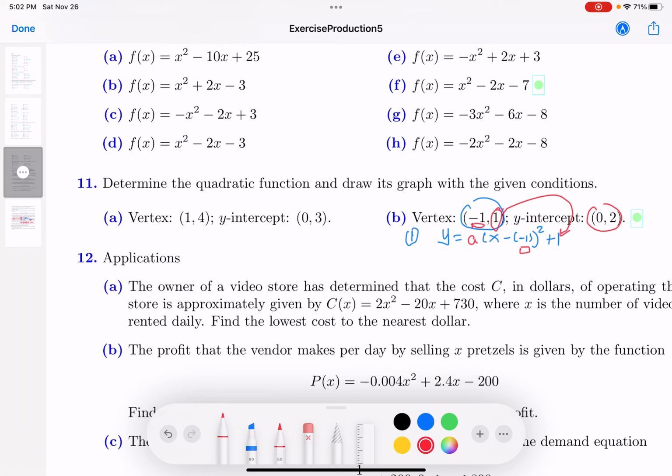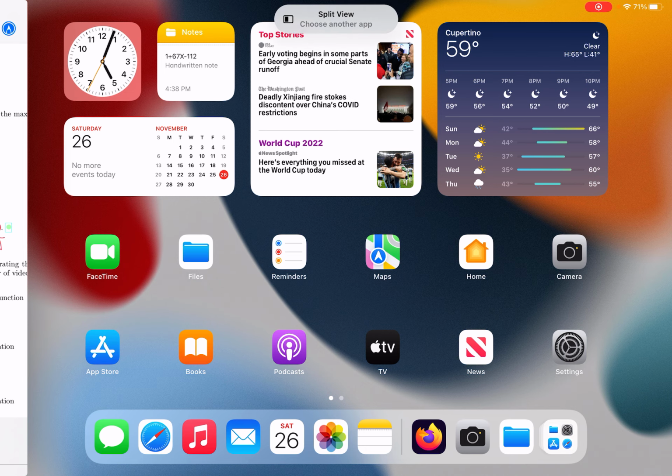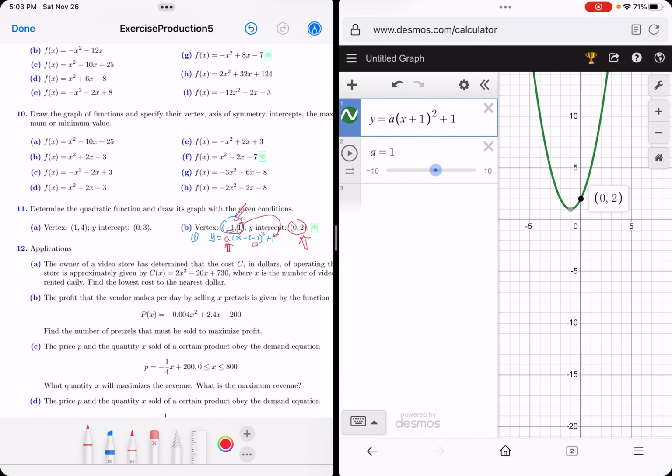In this case, all the quadratic functions, because a may choose different values, they all have a vertex right here. And then the second condition, 0, 2, is going to determine this constant a. Okay, let's see what it means in Desmos. Let's get Desmos out.